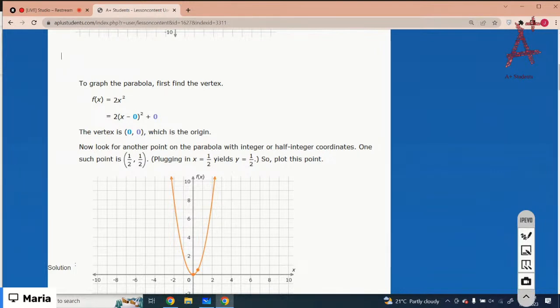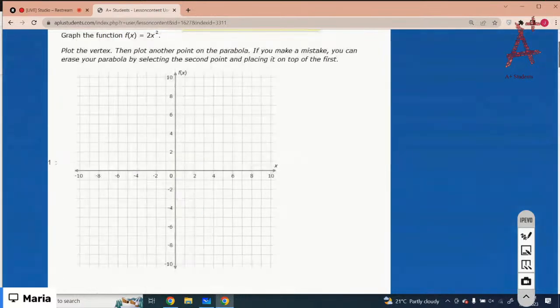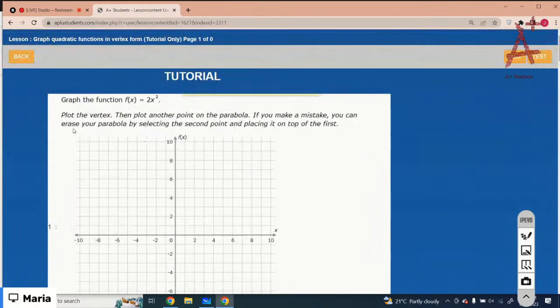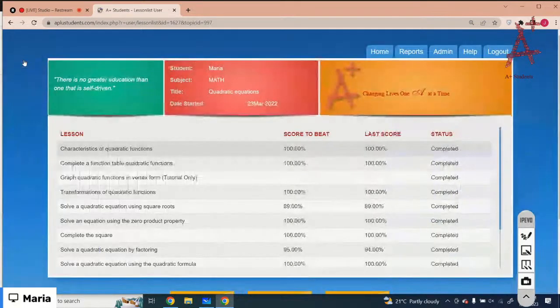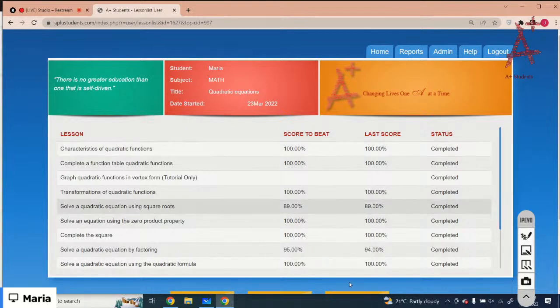Okay, let's see how to solve quadratic equations. We have three different ways to solve a quadratic equation. One of them is the square root method. Then we can factor the equation, and then the completing the square method. So we're going to start with the first one, that is, solving a quadratic equation by using square roots. Got it? Let's start with the first one.